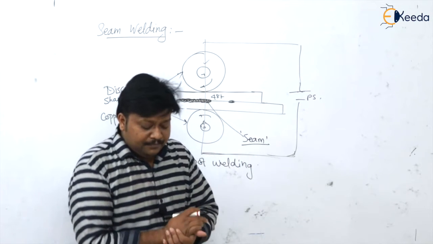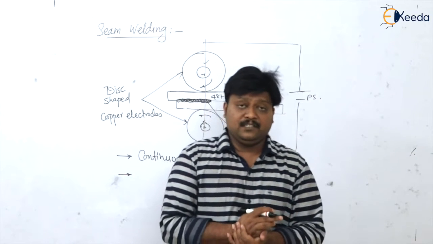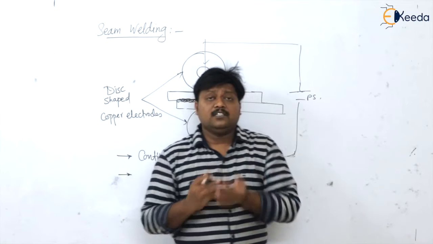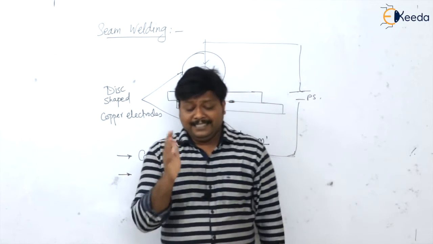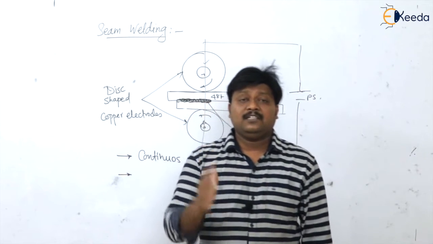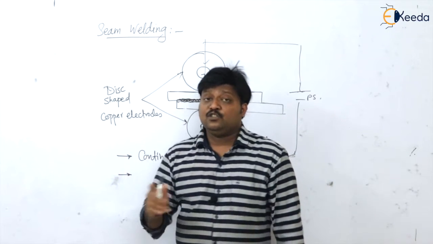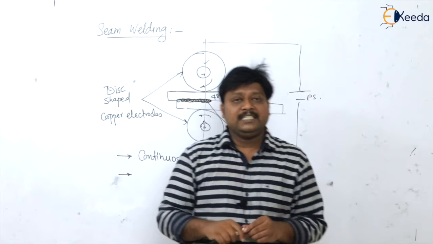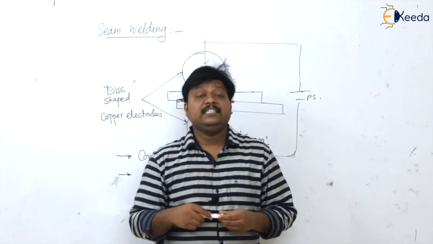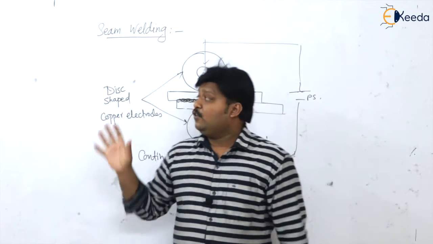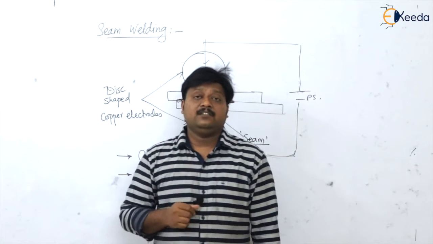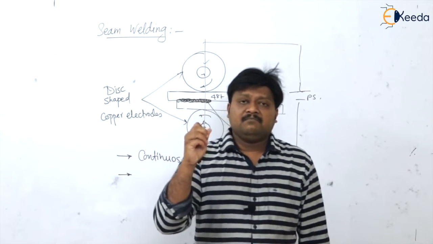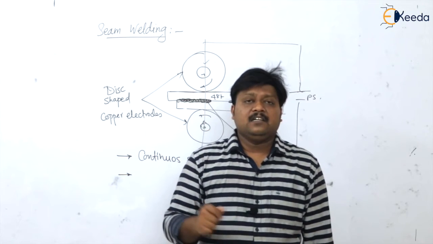If you look at the applications, we have seen the advantages and disadvantages of resistance welding, but here we are going to see the applications of spot and seam welding. Basically spot and seam welding is used for making leak proof joints in boilers and in condensers.